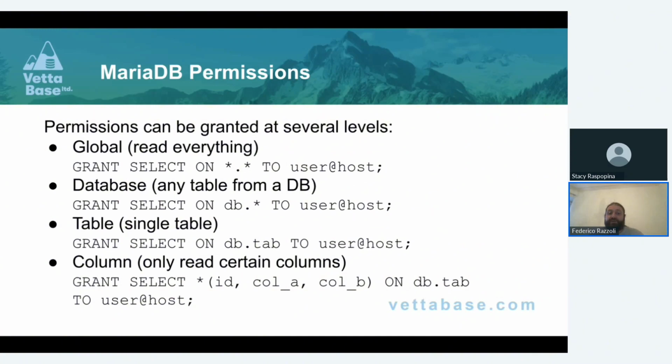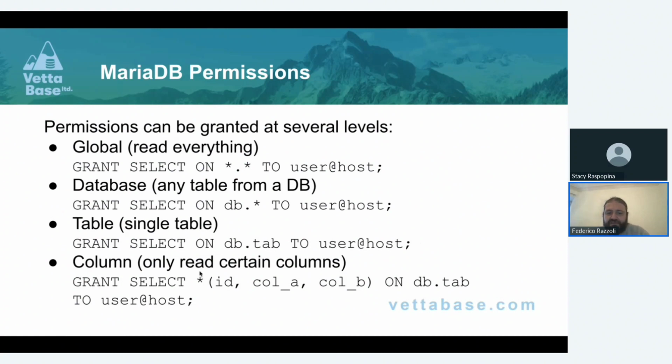Let's talk about permissions. Permissions, as you might know, can be granted at several levels. They can be granted at global level, at database level. So, for example, if you have select at global level, the user can read any table. At database level, the user will be able to read any table in that specific database, okay? Or they can be at table level, or they can even be at column level.